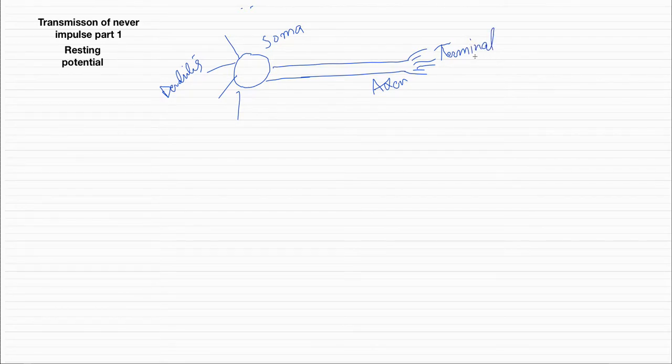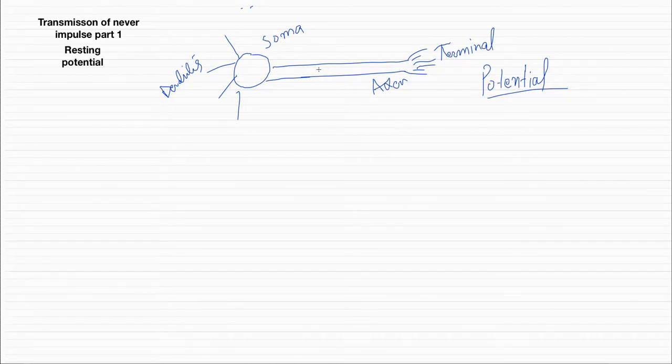So a neuron which is not doing anything, or which is at rest, has potential energy in it, and that potential energy is used to transfer signals from one part of the body to another, or from one neuron to another, or from one neuron to a muscle cell or somewhere else. So this neuron has some potential energy, and it can be used to transfer signals.